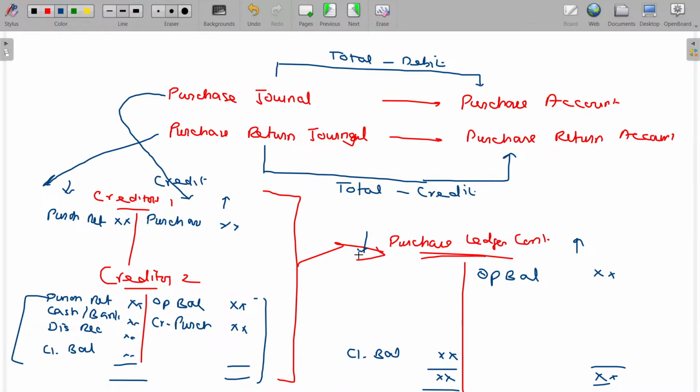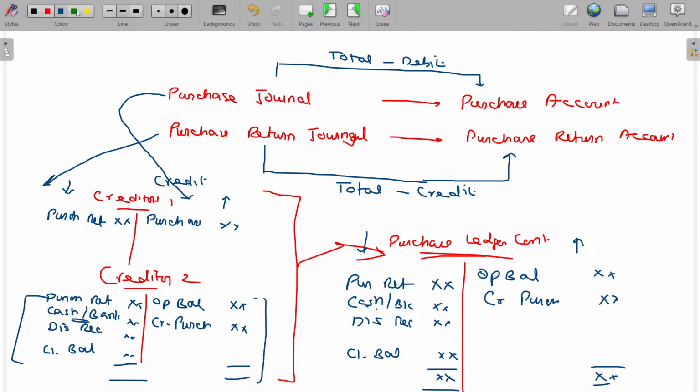What are the items that are going to increase? These items. Credit purchases increase, and decreasing items are the purchase return. Purchase return. Payment to them. This is the payment for creditor 2 only, but here the payment is for all the creditors put together. It may be paid by cash or routed through bank, no problem. And discount received.